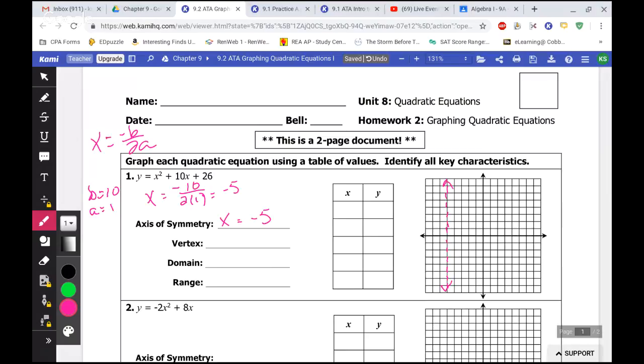Is going to be this imaginary line, if you will, running through the -5 position on the x-axis, all the way top to bottom. So the next thing that we're going to do to find, okay, that also is our x coordinate of our vertex. And to find the y coordinate of the vertex, we're going to plug -5 back into the equation.